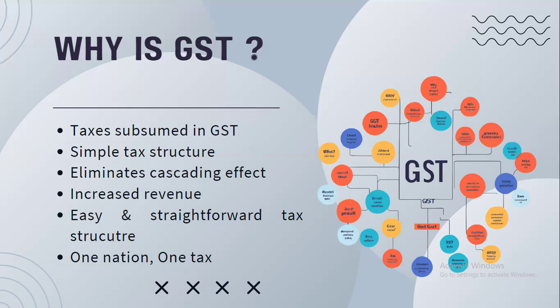So the total amount is 1,14,000. Again, on 1,14,000, the government has collected another tax. This is nothing but the cascading effect.